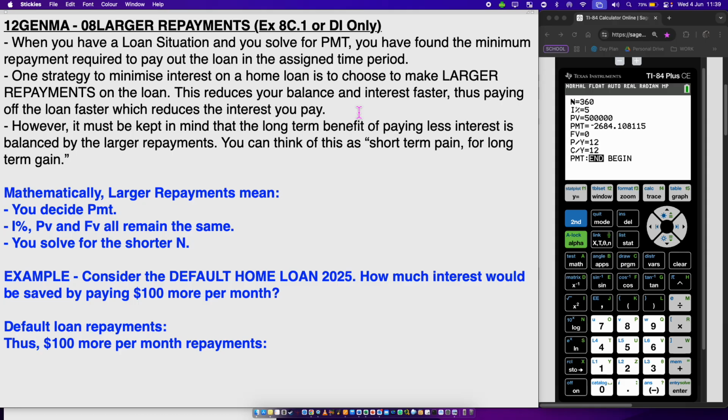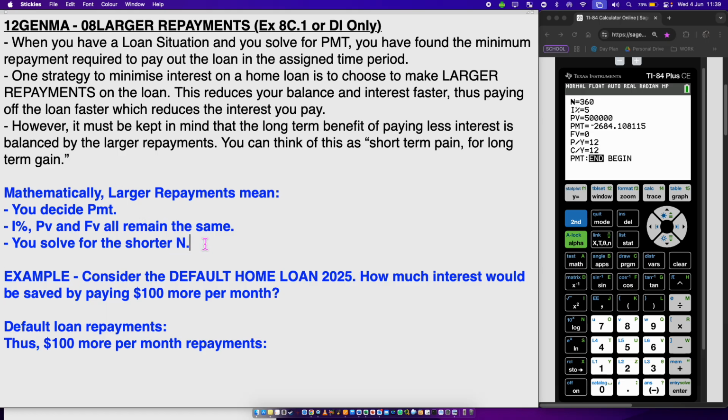One strategy to minimize interest on a loan is to choose, if you can afford it, to pay more than that minimum number. However, you need to keep in mind that you only get that benefit, less interest, at the end of the loan. It's costing you more each month. So if you can't afford it, then it's sort of like short-term pain for long-term gain.